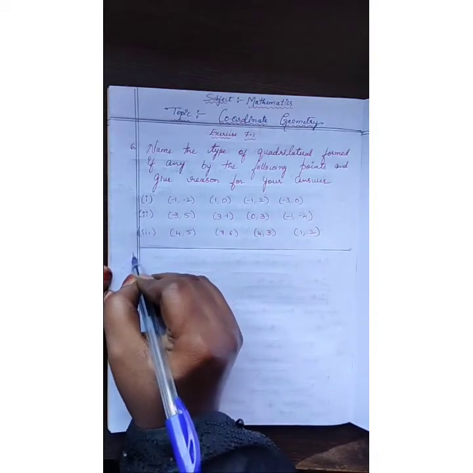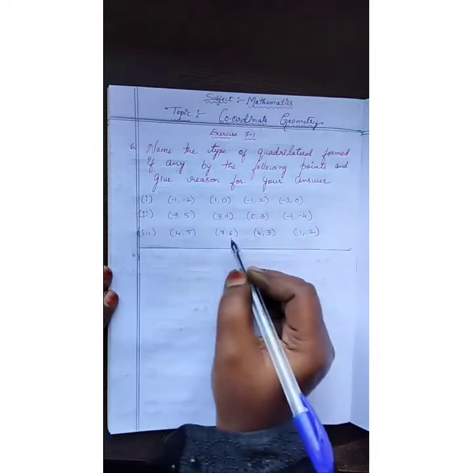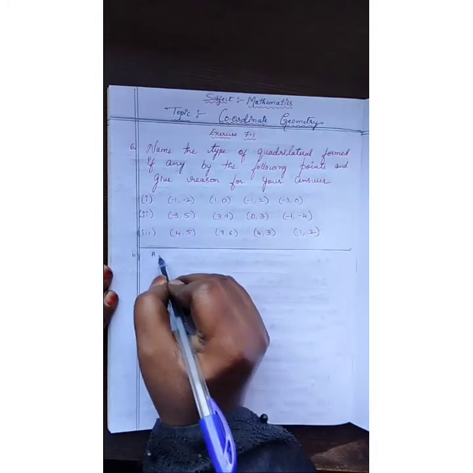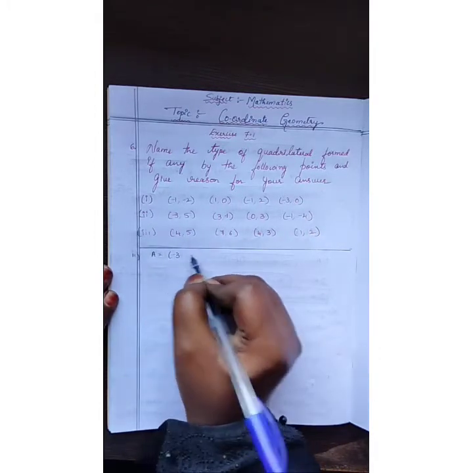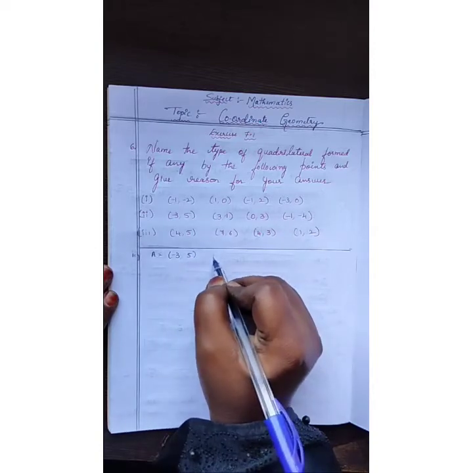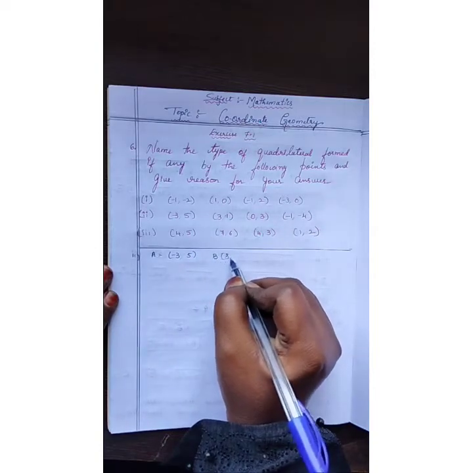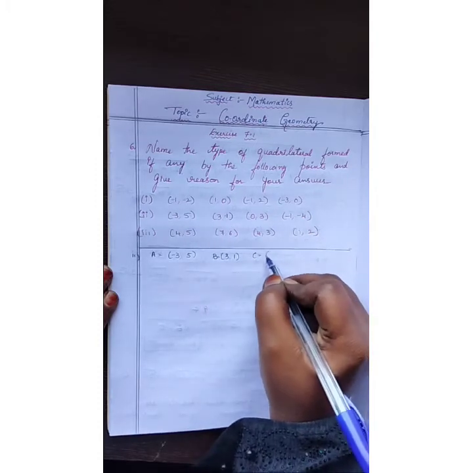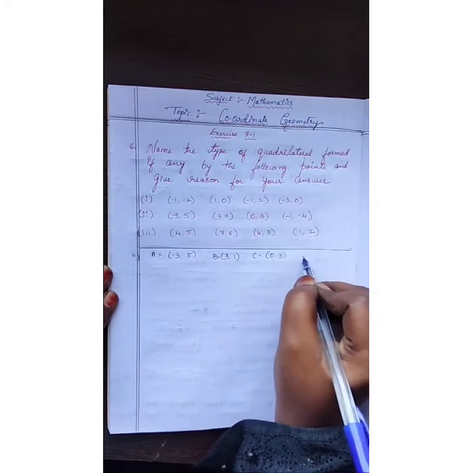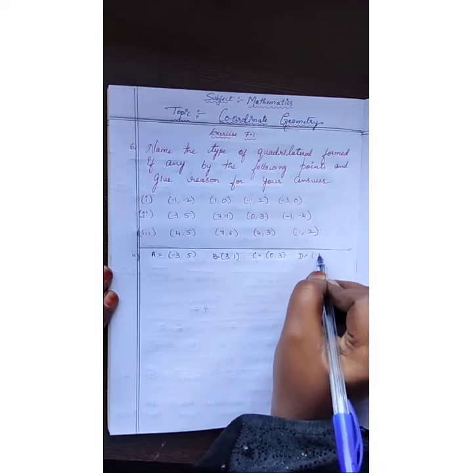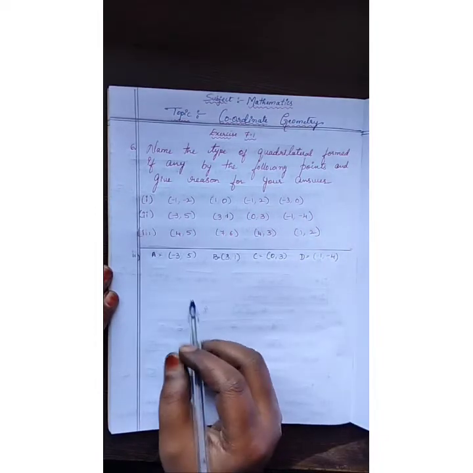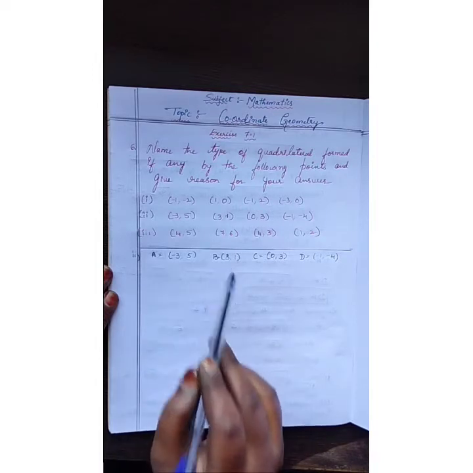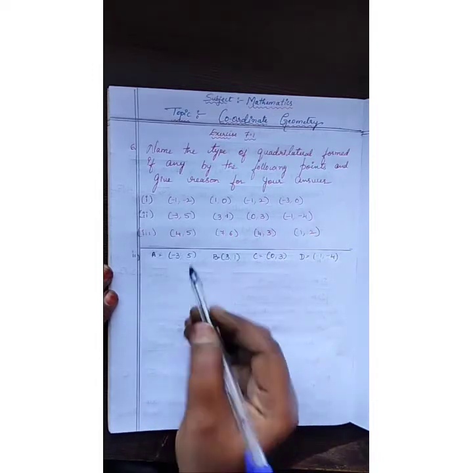Second question, second sub-question, points are given. Consider A equal to minus 3 comma 5, B equal to 3 comma 1, C equal to 0 comma 3 and D equal to minus 1 comma minus 4. Now apply the distance formula, calculate the distances AB, BC, CD and DA.